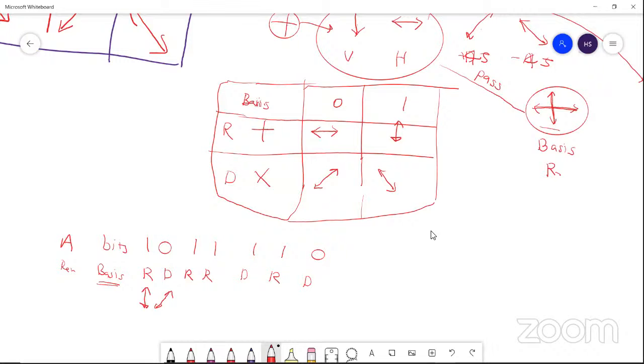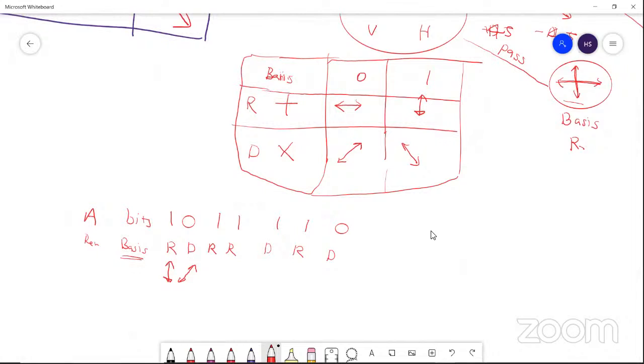Now I want to send 1 in R basis. You go to the 1 and R, so what will you send? A vertically polarized photon. Again, I want to send 1 in R basis, so I send this photon. Now again I want to send 1, but in D basis. We call it minus 45, so this kind of photon we will send. Again, I want to send 1 in R basis, so that will be this.